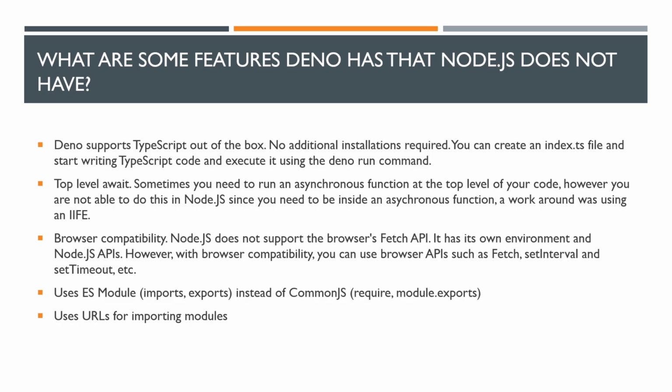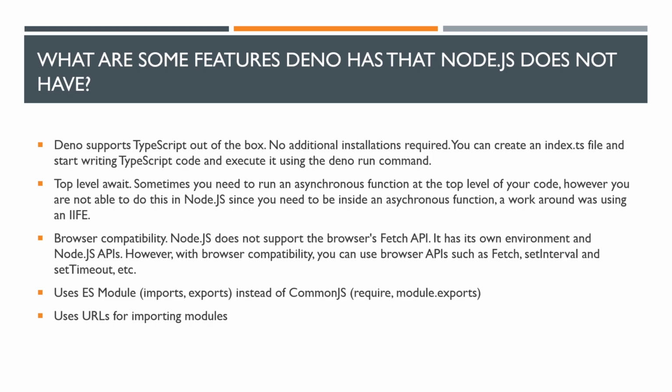So in case you needed to make an HTTP request, the workaround was using an immediately invoked function expression. Okay, but in Deno, they support top level await. And there's also browser compatibility. By default, Node.js does not support the browser's fetch API. It has its own environment and its own Node.js APIs.